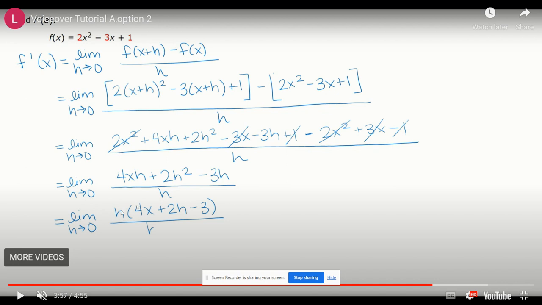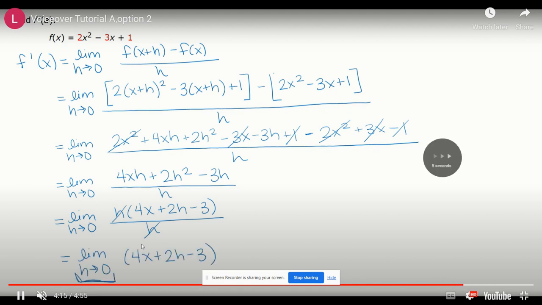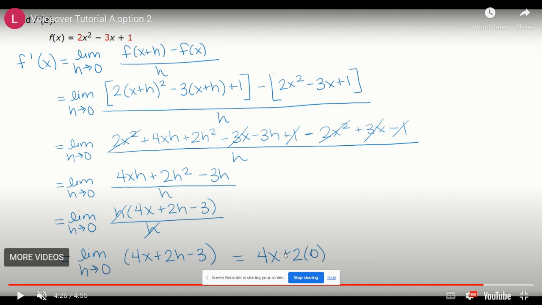And if you were to simplify this equation, it'd go 4xh plus 2h squared, and then minus 3h. But since they took out the h's, this makes the question a lot simpler, and we can take out the h's, which leaves us with 4x plus 2h minus 3. And then you can just use the limit to put 0 instead of h. And then 4x plus 2 times 0 minus 3 is just 4x minus 3. And that is your derivative of f of x.